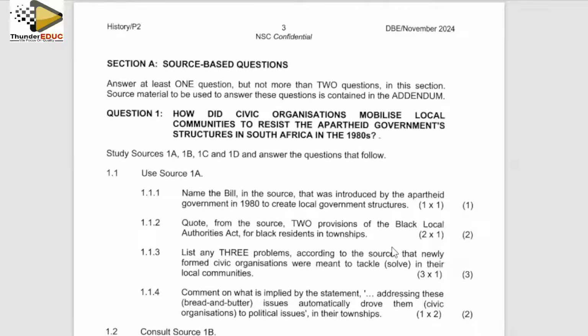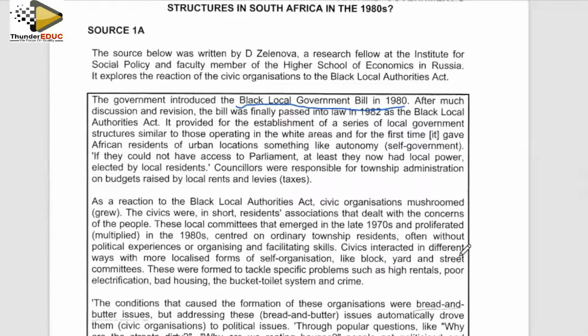And what you should be aware of is that if it's 2 by 1, you are supposed to give 2 different responses with each response weighing 1 mark. So you must get 2 different provisions from the source, which were provided through the Black Local Authorities Act. Right, if you go to our source, we tend to find that it says it provided for the establishment of a series of local government structures similar to those operating in white areas. This was one provision. It provided for the establishment of a series of local government structures which were similar to those operating in the white areas.